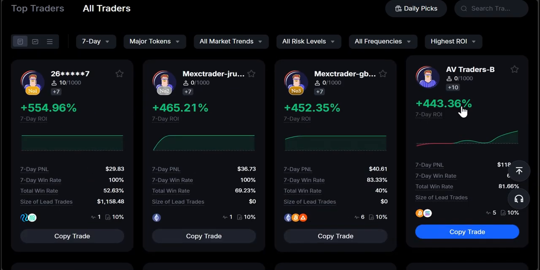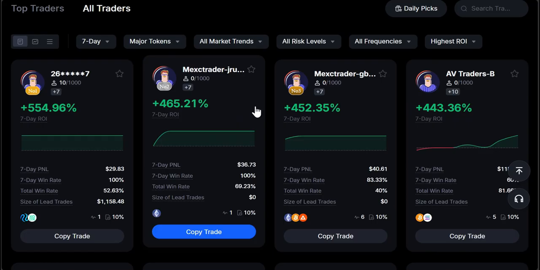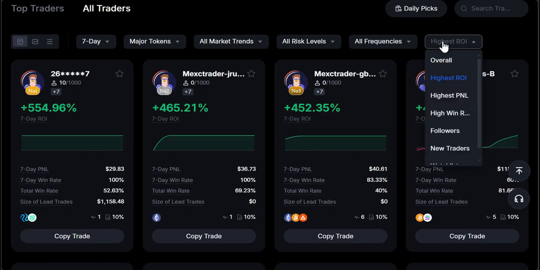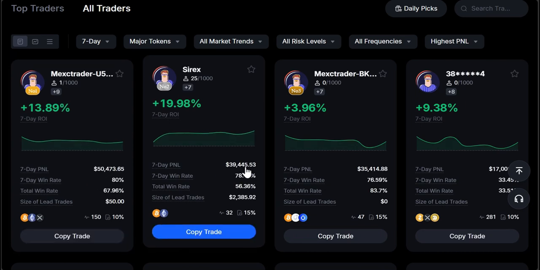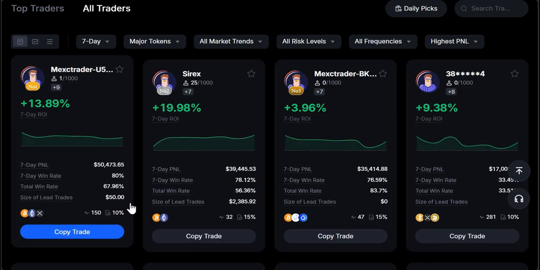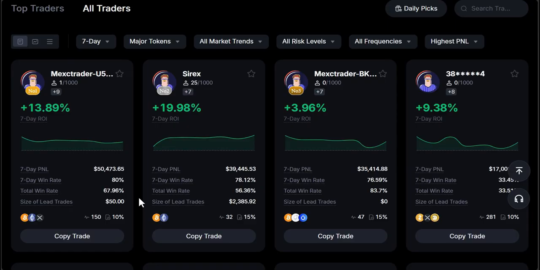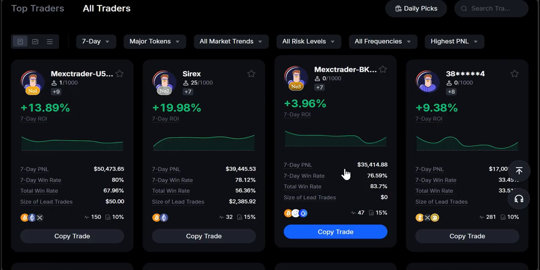This tells you how much profit they've generated relative to their capital. Higher is better, but you want to see consistency, not just one massive spike. Highest P&L displays the trader's total profit and loss in USDT terms. This shows their absolute earnings, not just percentages. A trader with 100% ROI on $100 is very different from 100% ROI on $100,000. Look for traders with substantial P&L that shows they're trading with real capital.